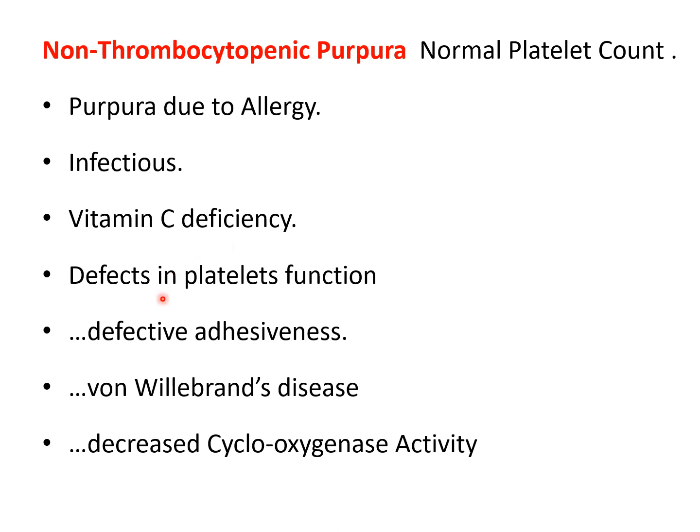This could be due to a defect in the platelet function as there is defective adhesiveness. Glycoproteins जो इसको adhesiveness करवाती हैं receptors के साथ मिलकर, वो deficient हो, von Willebrand's factor deficient हो, या cyclooxygenase activity which makes thromboxane A2 as well as prostacyclin, वो activity अगर कम हो, even then there will be bleeding disorder named purpura.